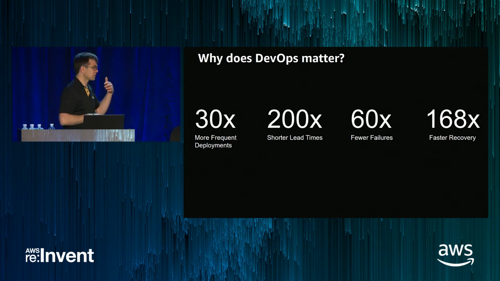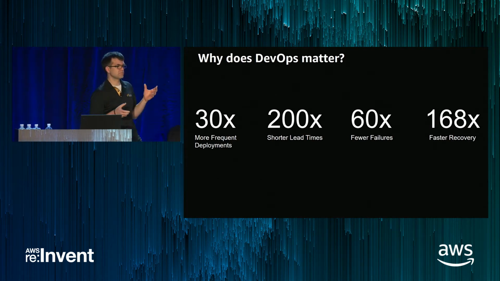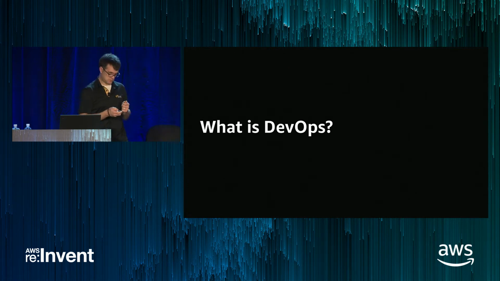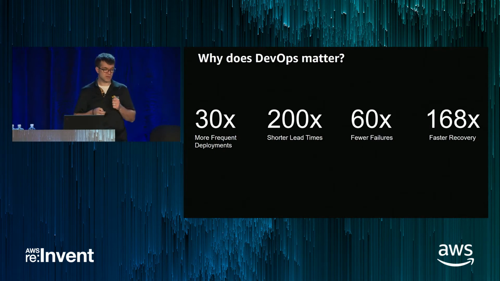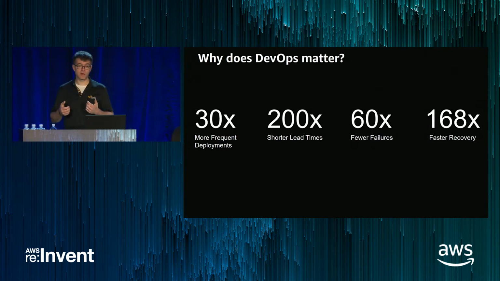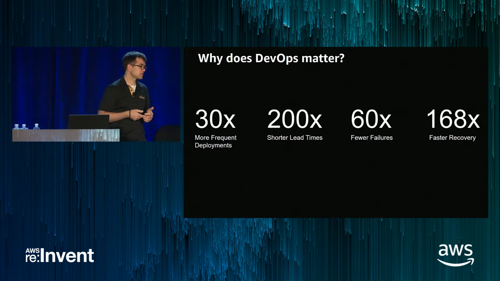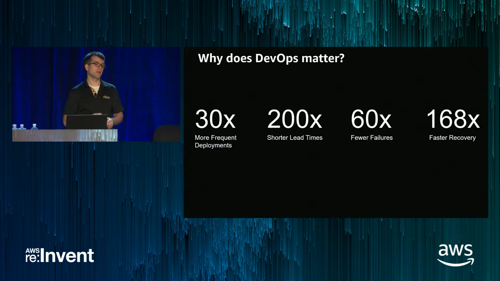So before we jump in further, I want to talk about DevOps, not in more detail yet, but to talk about what the benefits are. In 2015, Puppet Labs ran a survey of high-performing IT organizations, and they found some interesting statistics. They saw that organizations that were using DevOps not only deployed faster, they had shorter lead times, they had fewer failures, and they were also faster to recover.